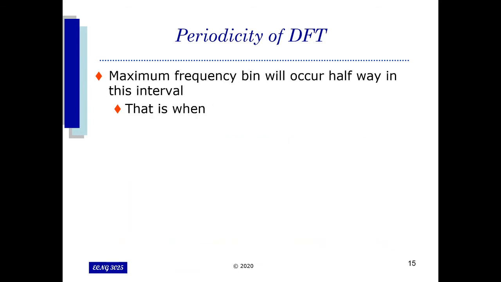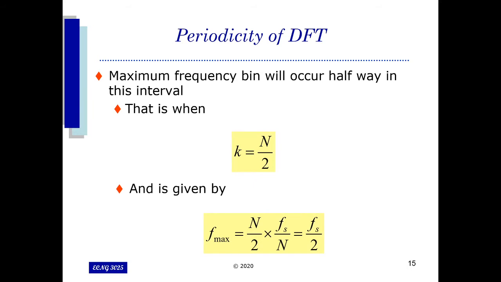Now the maximum bin frequency actually occurs halfway in the interval. So basically this occurs when k is equal to N divided by 2. And as such, this means that the maximum frequency bin, if we represent this by f max, is basically going to be half of the sampling frequency.